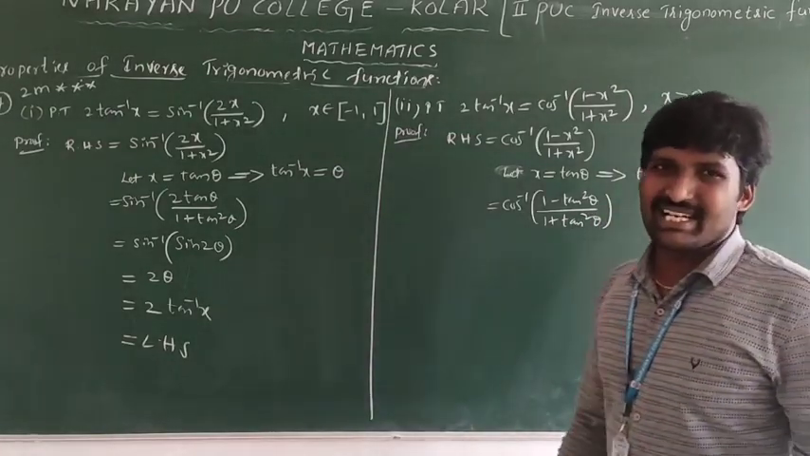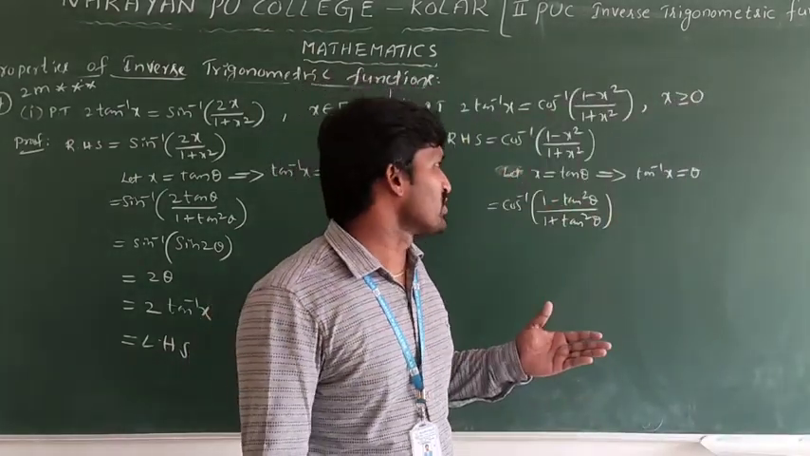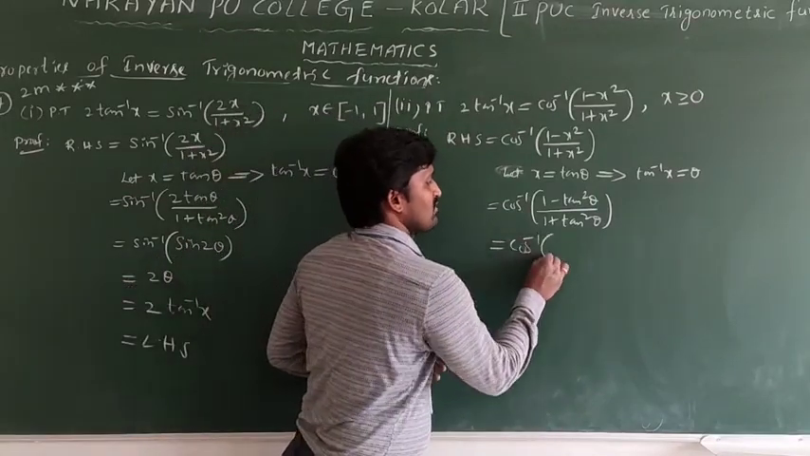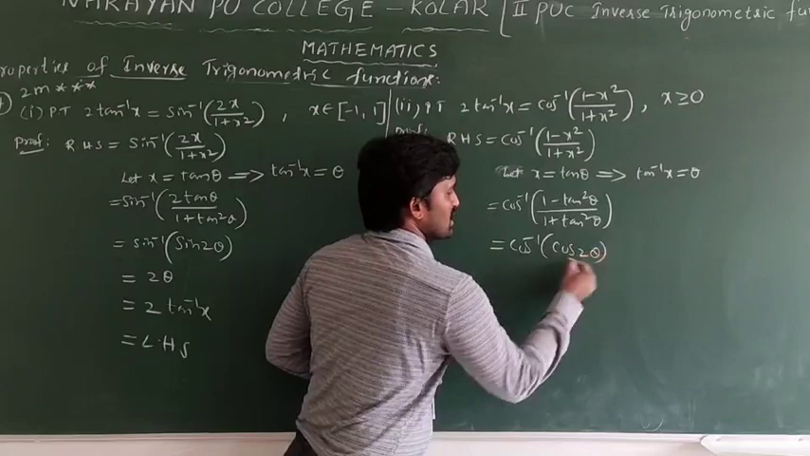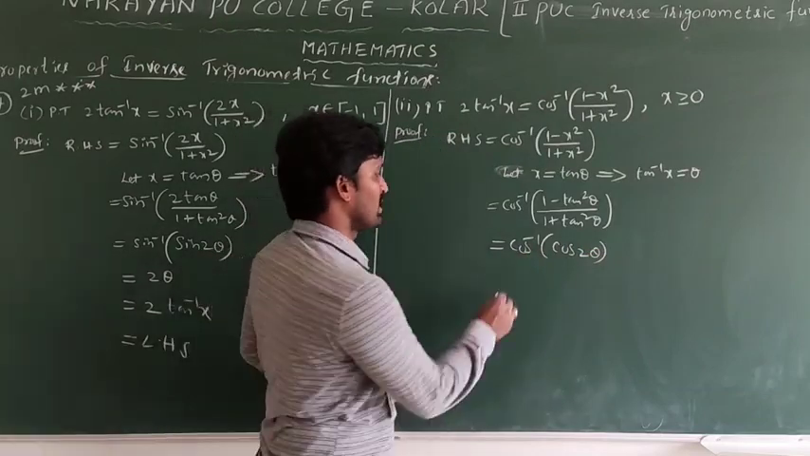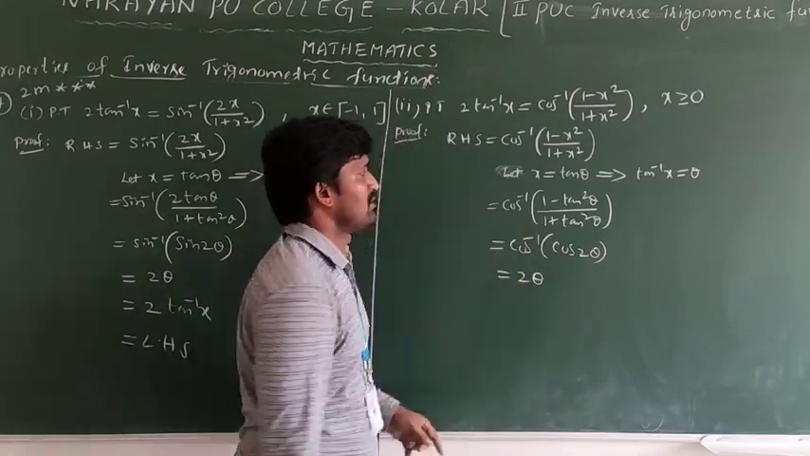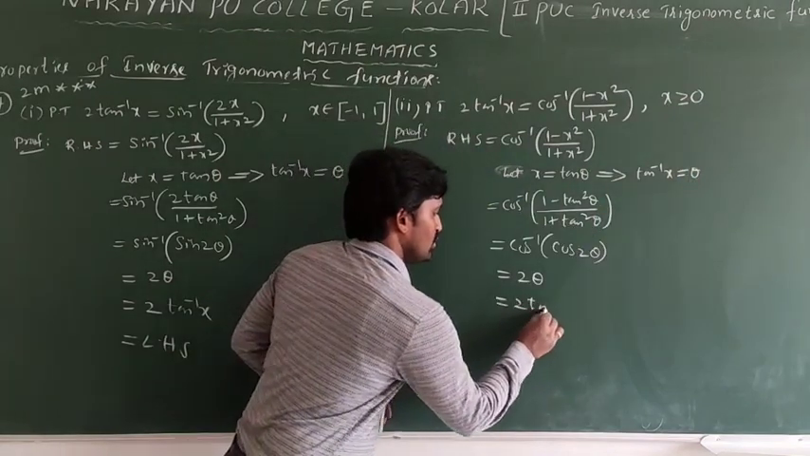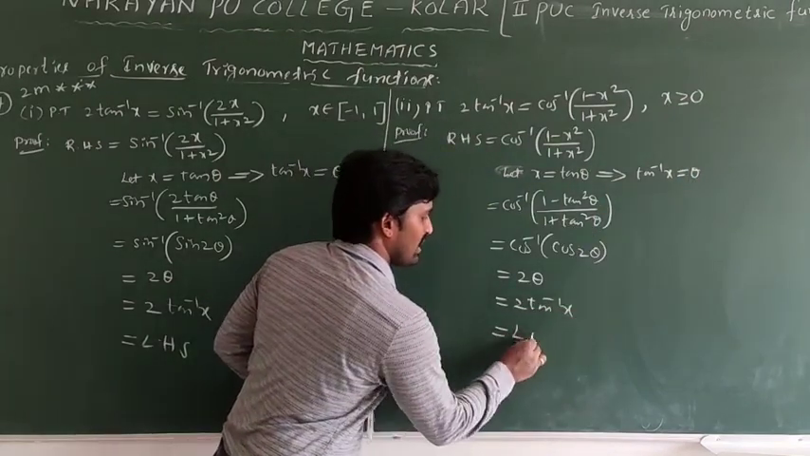1 minus tan square by 1 plus tan square, which formula is this? Cos 2 theta formula. That's why cos inverse of cos 2 theta. Now cos inverse and cos will be cancelled. We will get 2 theta. What is the theta value? Tan inverse x. 2 tan inverse x, that is the required LHS.